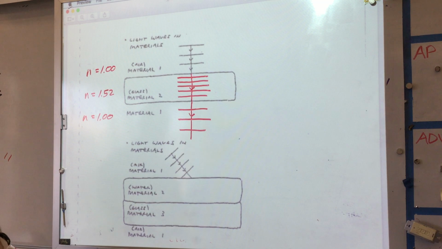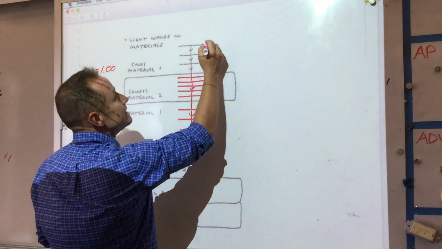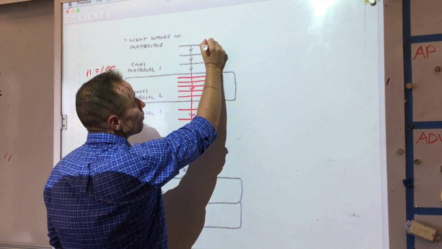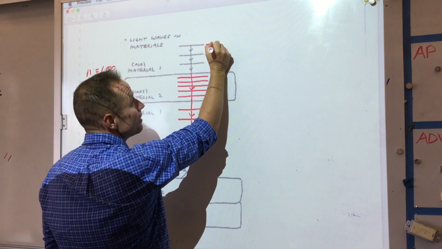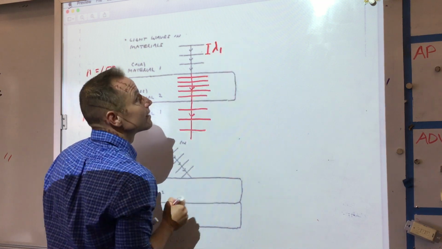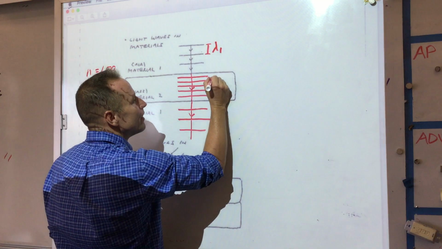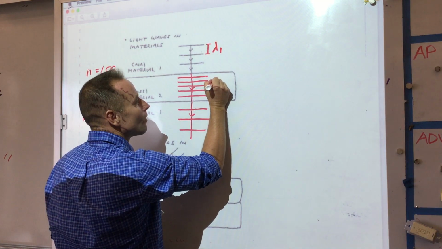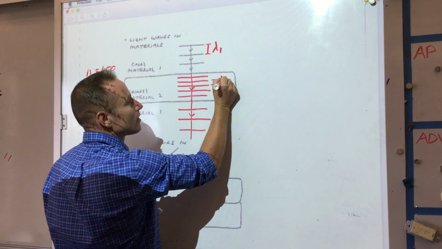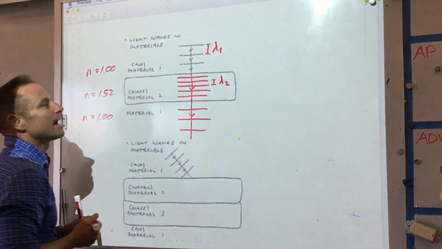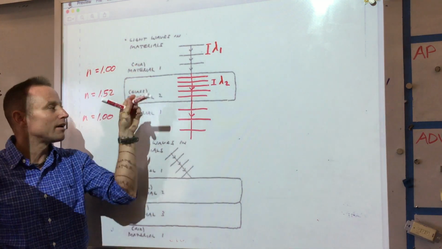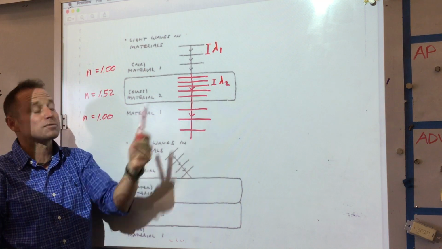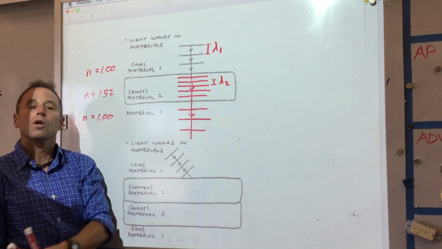Okay, so this distance between the wave peaks out here we could call wavelength 1. And then this distance between the wave peaks here we can call lambda 2, and you can see that the wavelength of the light is going to be smaller in the slower material.